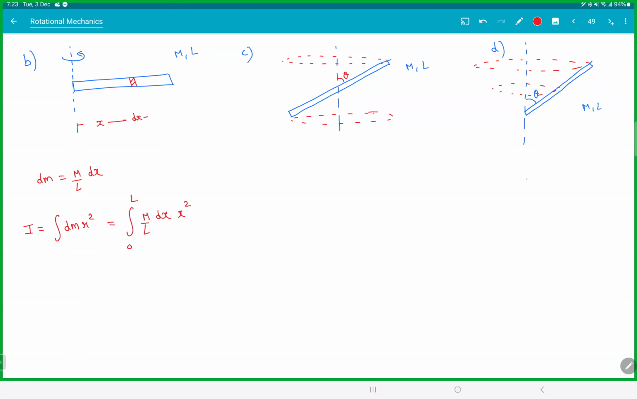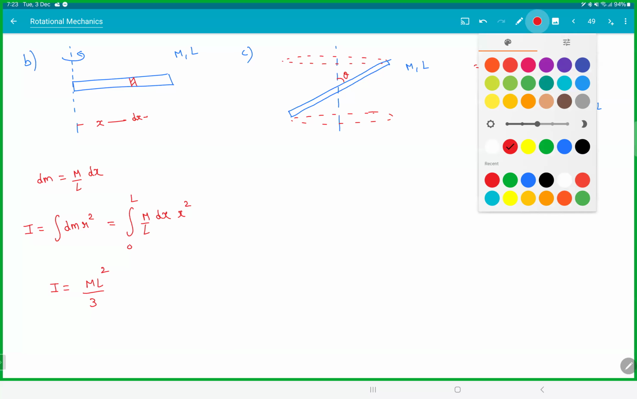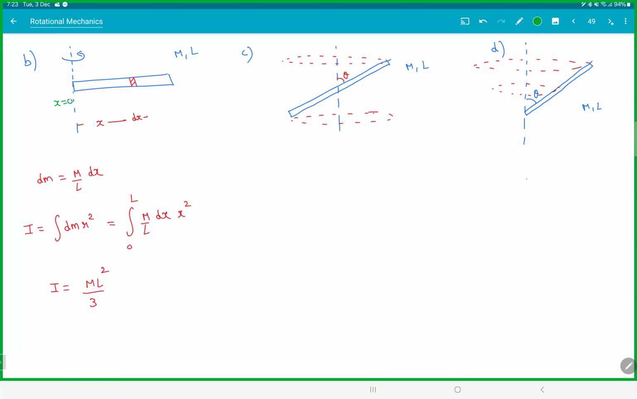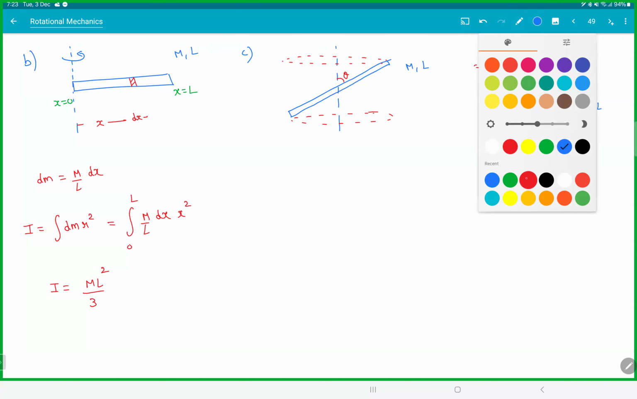Now x will go from 0 to L. So we get I is ml square by 3. Bas. In the previous question it was going from minus L by 2 to plus L by 2. Now x is going from 0 to L directly. What about this guy?